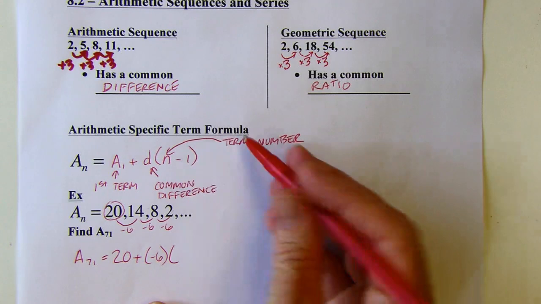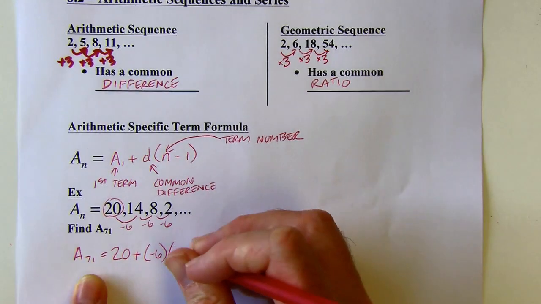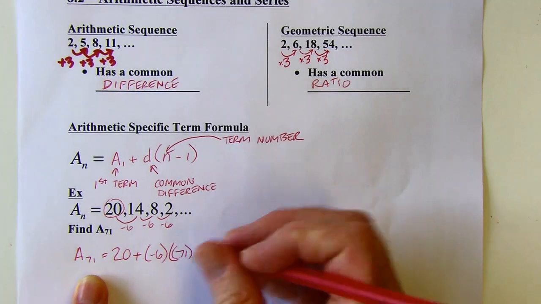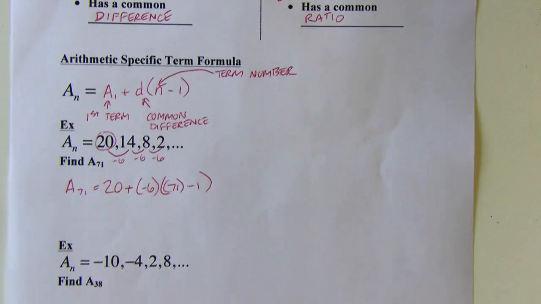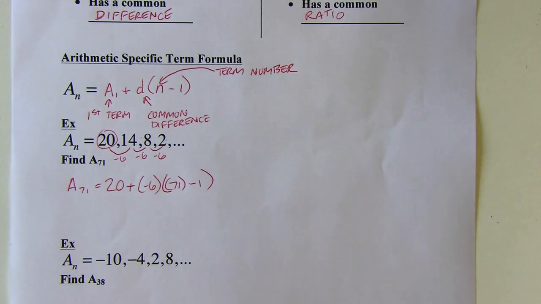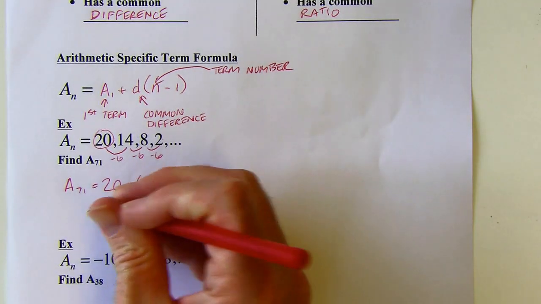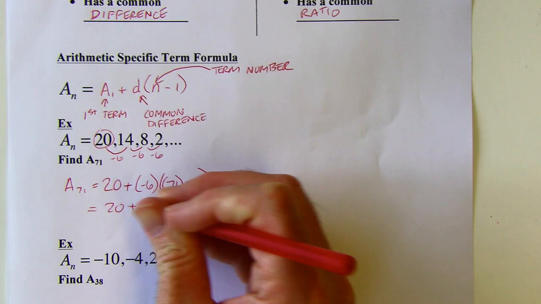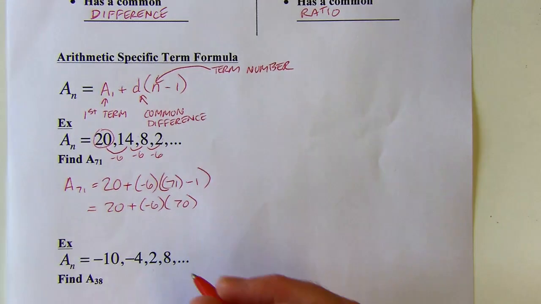And then n is my term number. So here, since I'm looking for the 71st term, I'm going to plug in 71 there for n. And then I've got it down to this, okay? And then it's just a little PEMDAS from there, okay? So I'm going to work on that parentheses first. Okay, and then I'll do the multiplication.